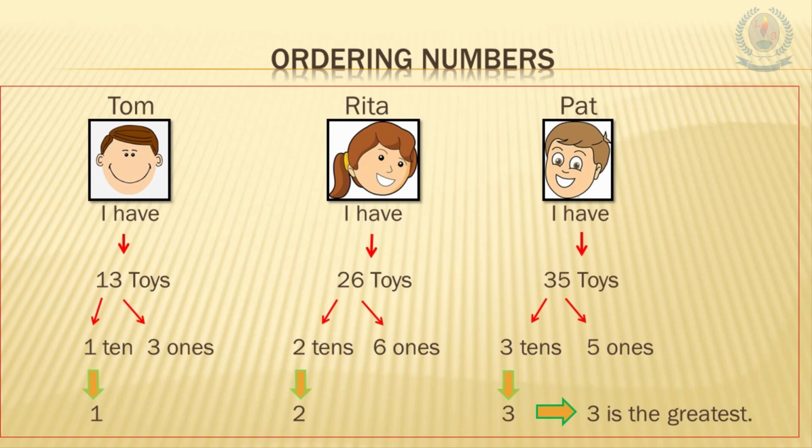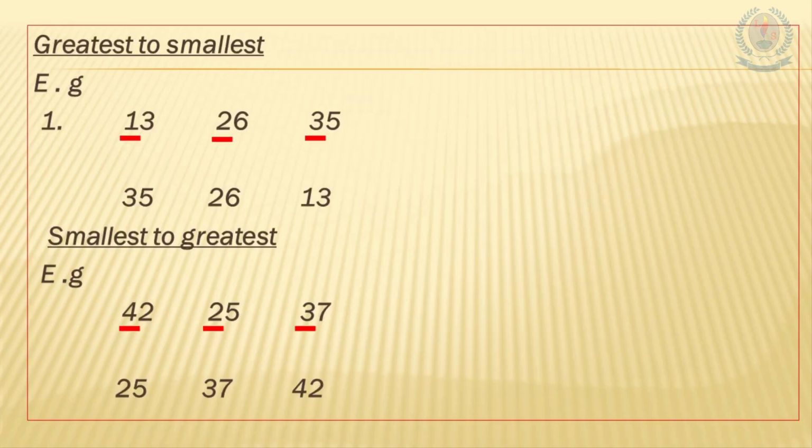And last you should write the smallest number to complete this number pattern. The smallest number, that means the remaining number, is 13. Now let's put these numbers into the order, greatest to smallest. Greatest is 35, greater number is 26, and the smallest number is 13. We'll see some more examples in greatest to smallest.